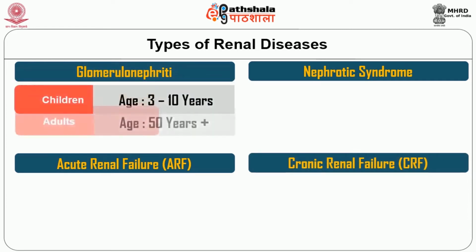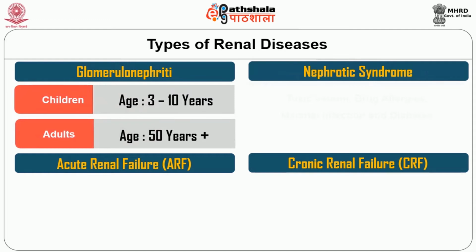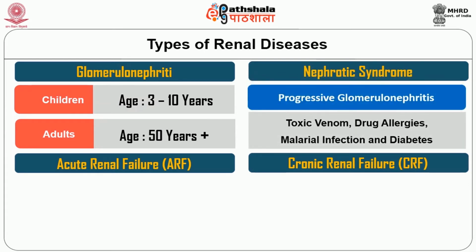The inflammation of glomerulus is termed as glomerulonephritis. Dear students, note that the incidence of glomerulonephritis is most commonly seen in children between the age group of 3 to 10 years and in adults over 50 years. A progressive glomerulonephritis will lead to nephrotic syndrome. Toxic venom, drug allergies, malarial infections, and diabetes are also the contributing factors for nephrotic syndrome.